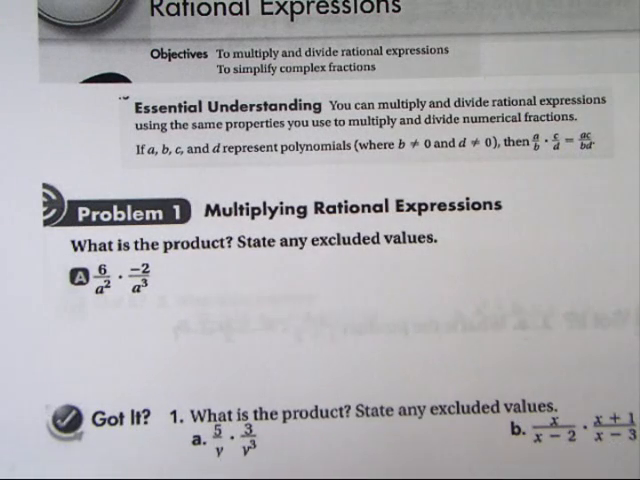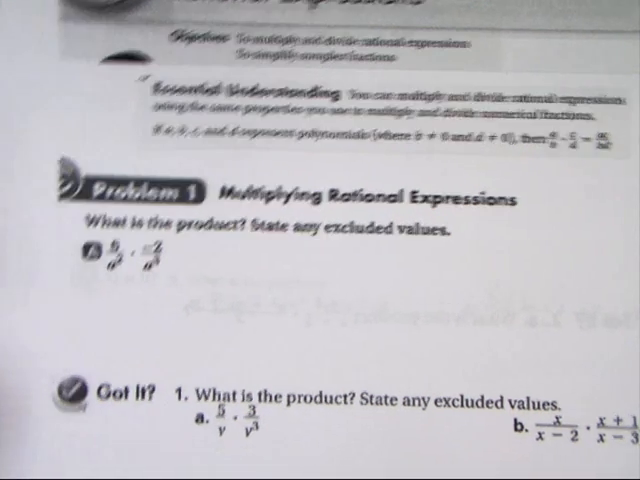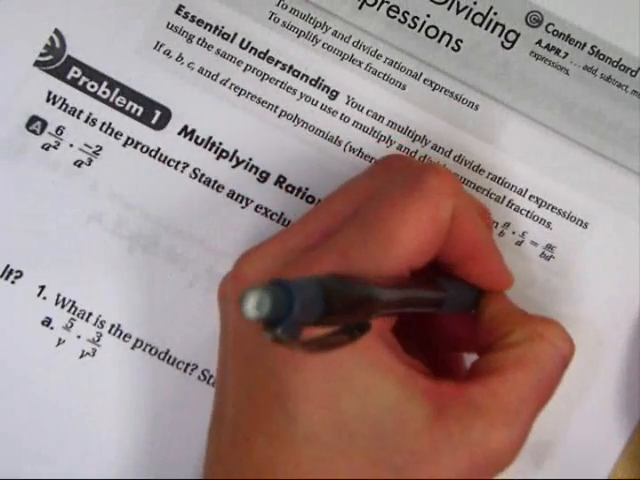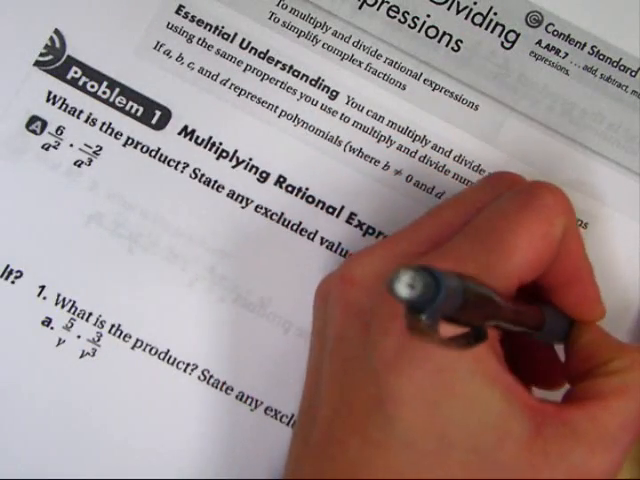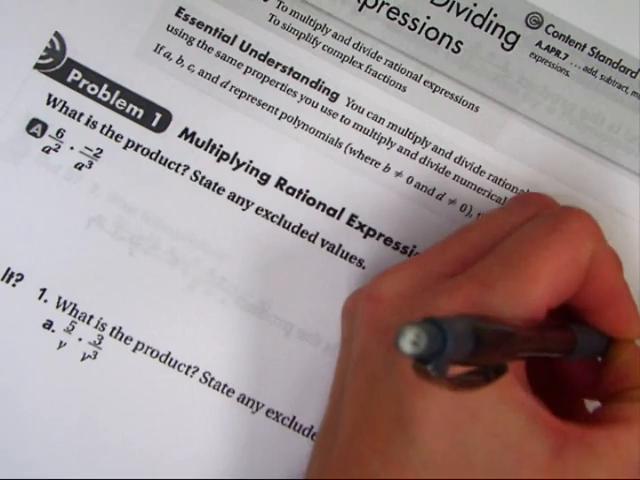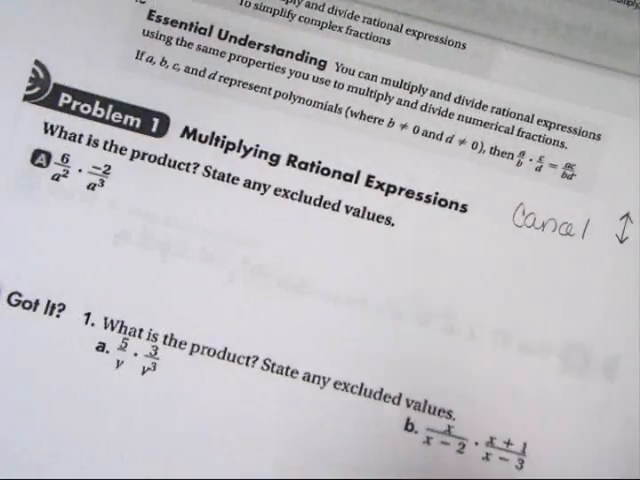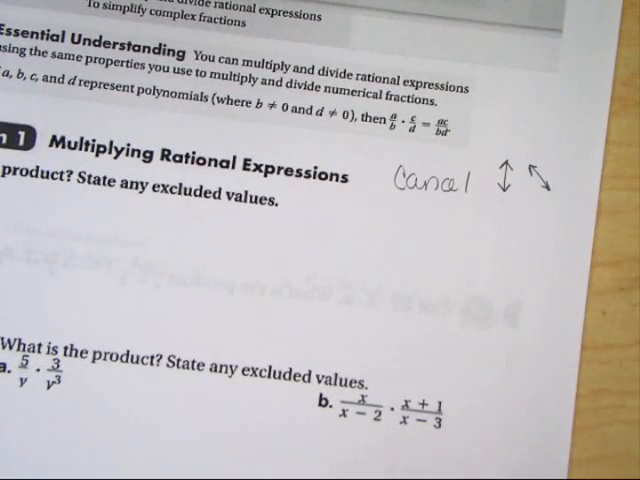Problem 1. 6 over a squared times negative 2 over a cubed. You see if it's possible to cancel if you can. Now, how can you cancel? Maybe we should talk about that. You can cancel up and down, or you can cross cancel. Alright, that's really it. You can cross cancel and you can cancel up and down.